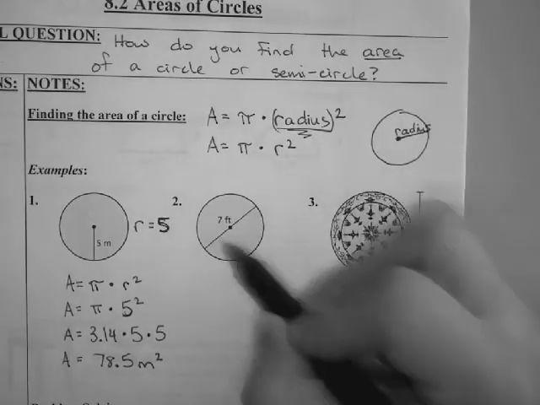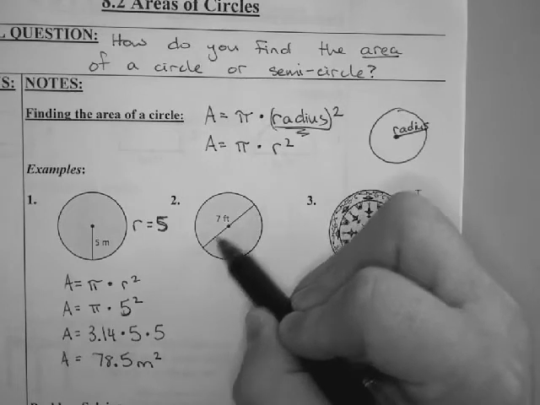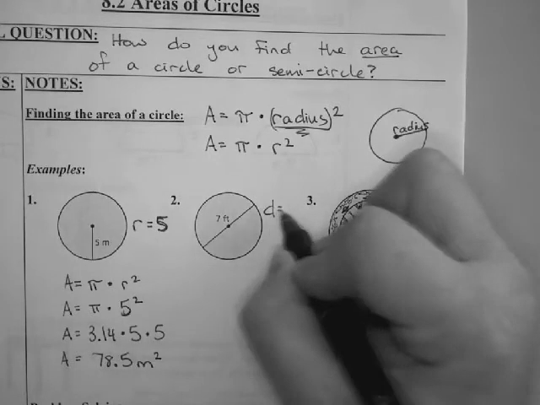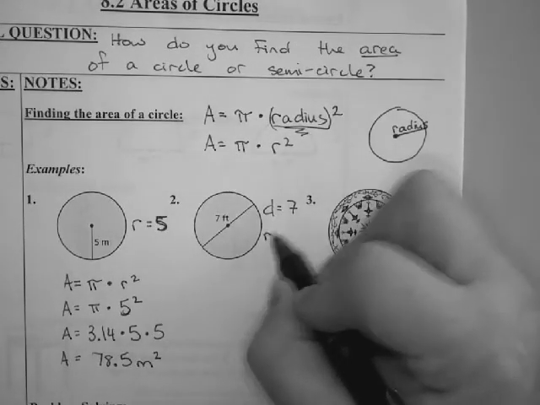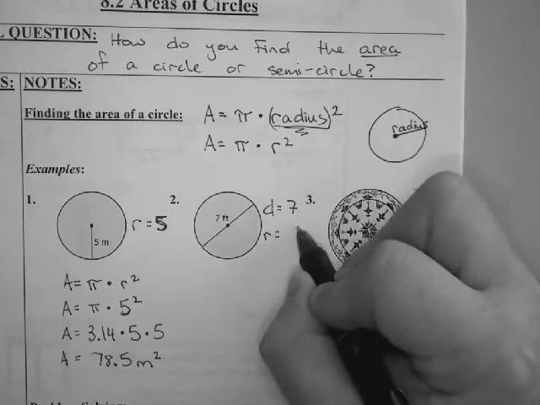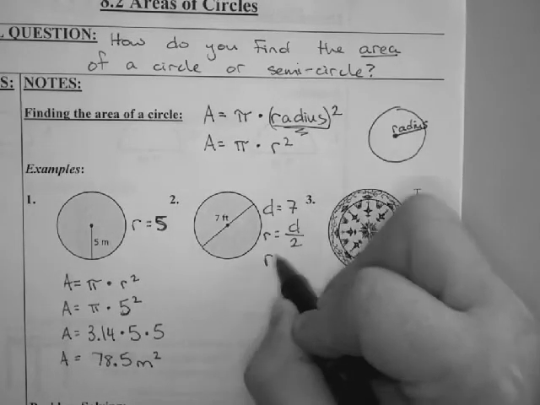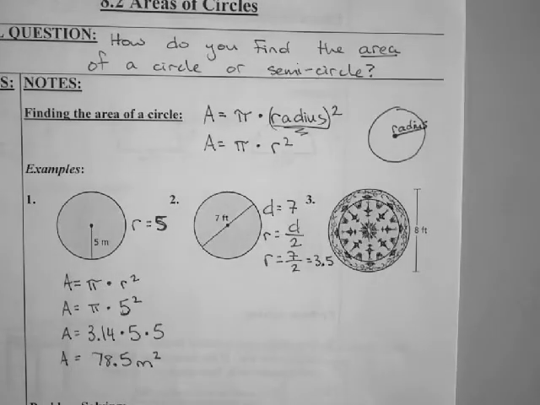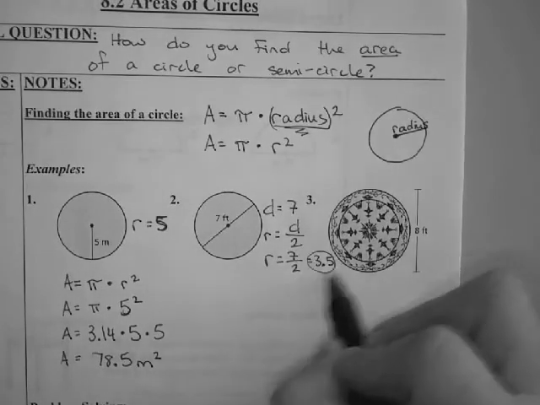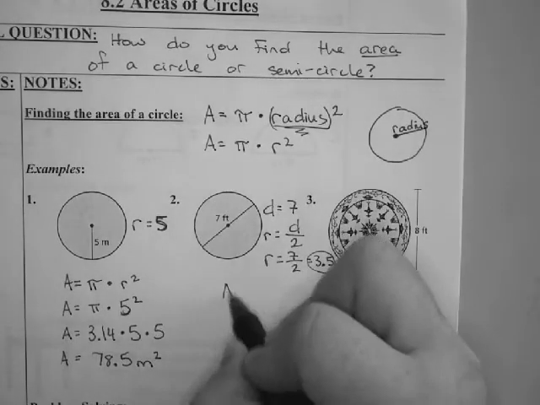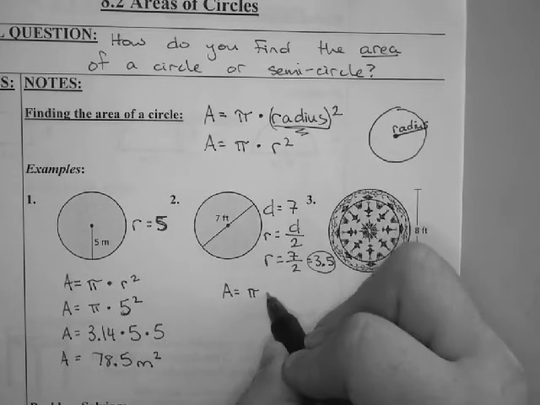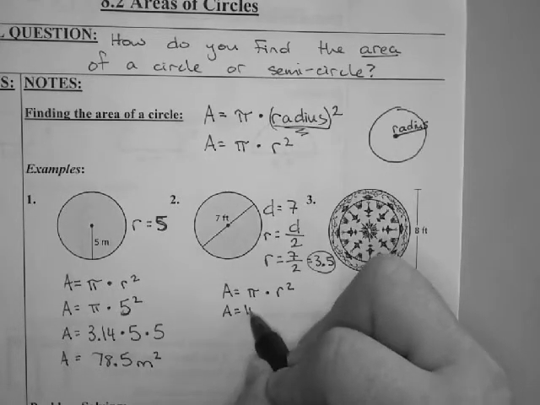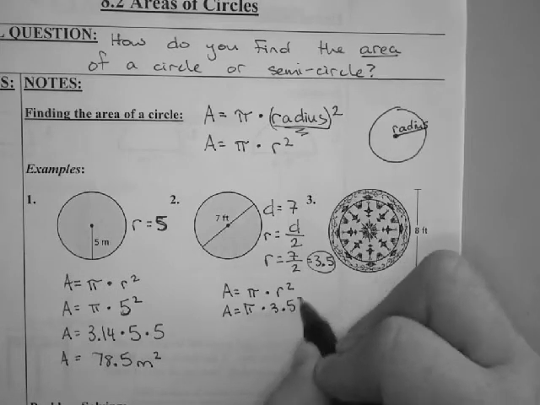Now, since on number 2 I'm given the diameter, what must I do to 7 before I find the radius? So I know the diameter is equal to 7. Well, the radius is equal to the diameter divided by 2. So my radius is equal to 7 divided by 2, which is equal to 3.5. So now I have the radius I'm going to use. So using our equation, area equals pi times r squared, we have area is equal to pi times 3.5 squared.